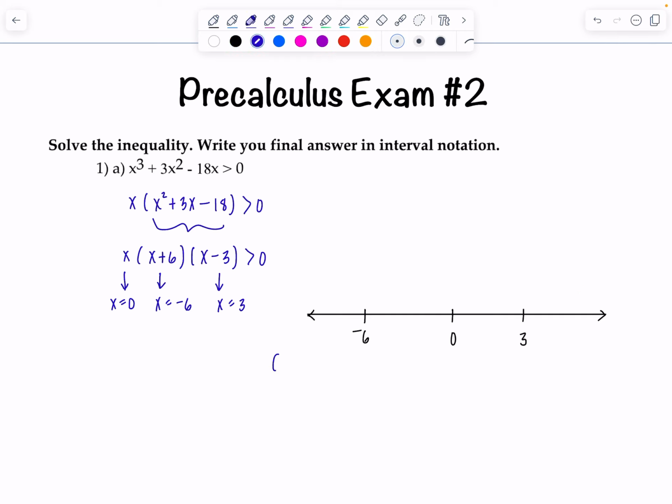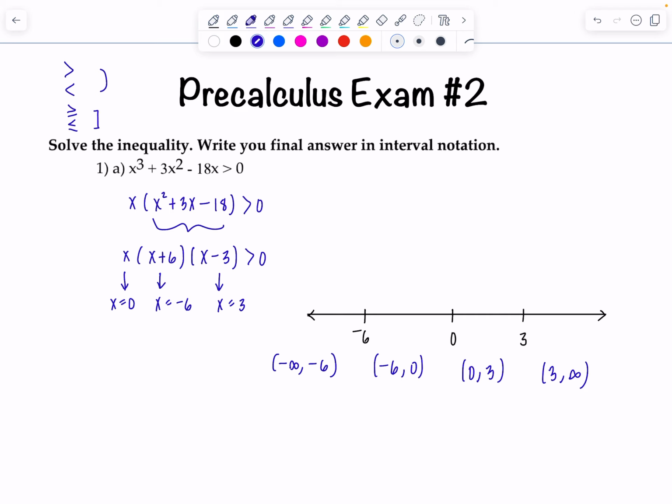So this first one goes from negative infinity up until negative 6. And I'm going to put parentheses instead of a bracket because notice this inequality is strict. It says greater than 0. So if you have something that's greater than or less than, that's when you use parentheses. If you have greater than or equal to or less than or equal to, that's when you use a bracket. Good? Okay, next interval goes from negative 6 to 0. Next one from 0 to 3. And then lastly, 3 to infinity. Very good. So those are the 4 intervals.